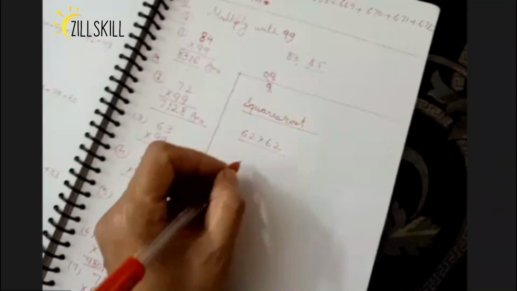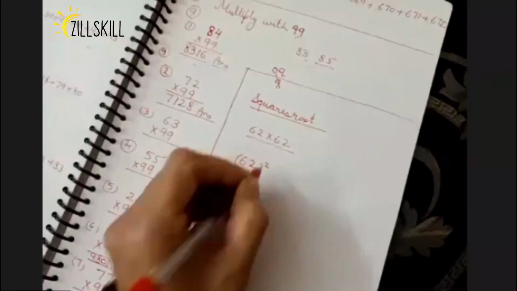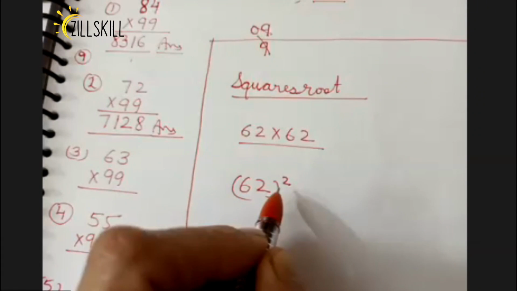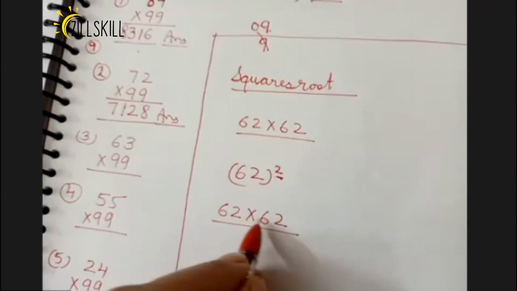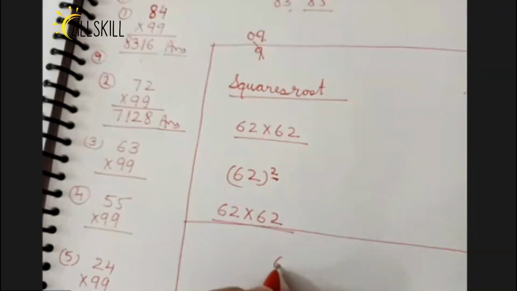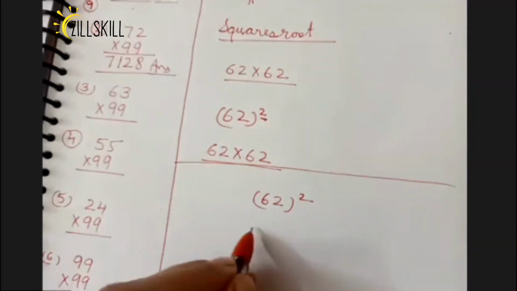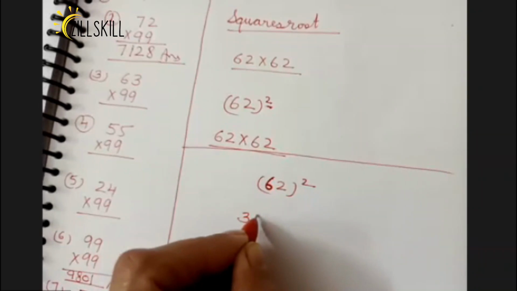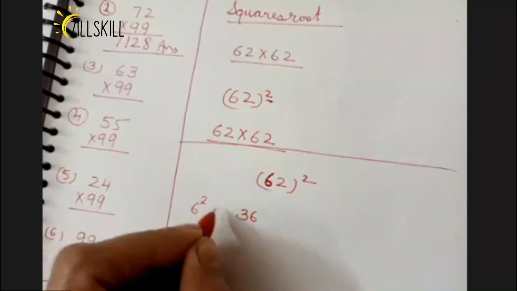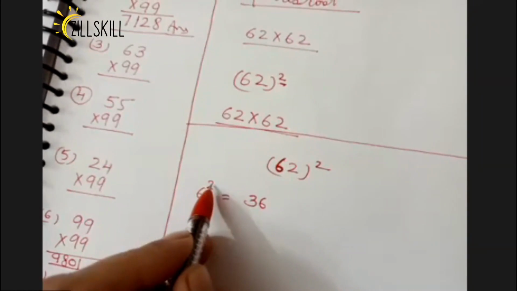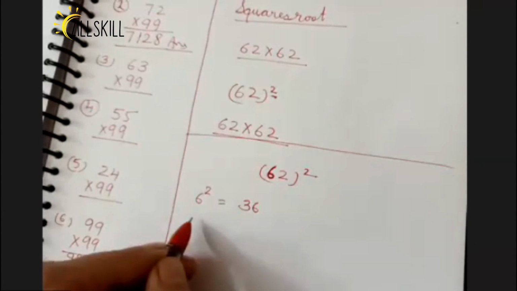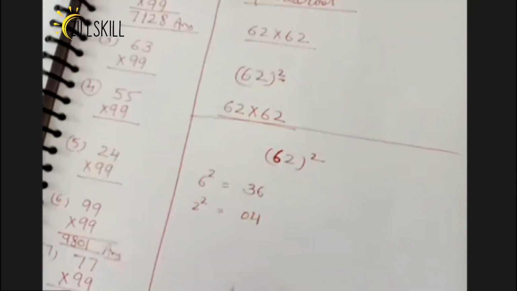See, 62. Can we write it like this? 62 whole square, that means 62 multiplied by itself 2 times. Okay, 62 whole square. First of all, write down the 6 square. Now 6 squared, 6 multiplied 2 times, the answer will be 36, right? And 2 multiplied 2 times, the answer will be 04.